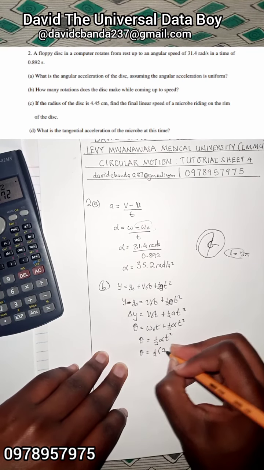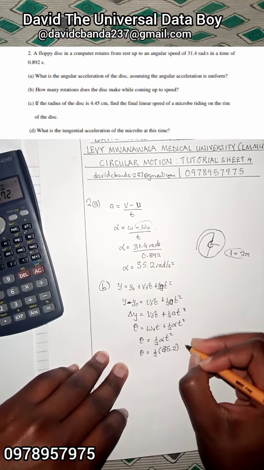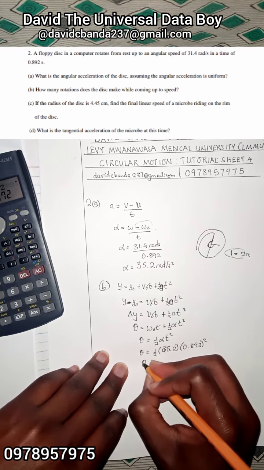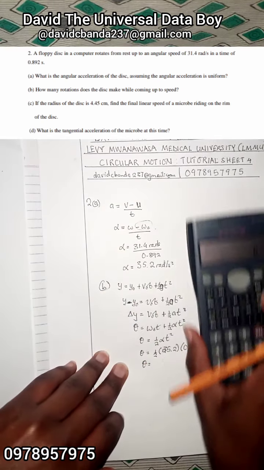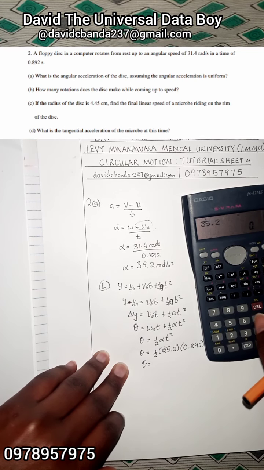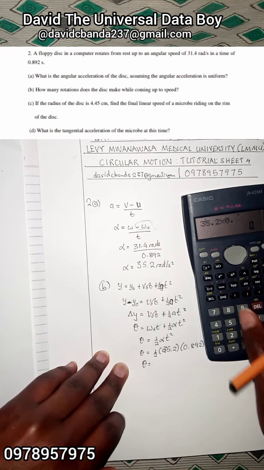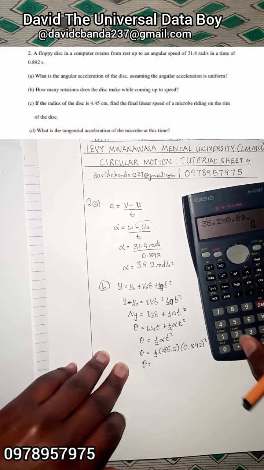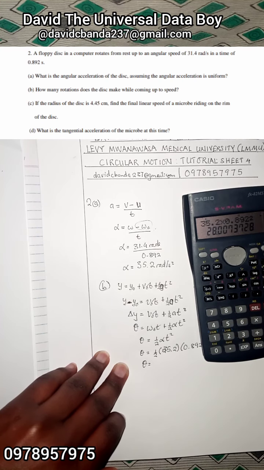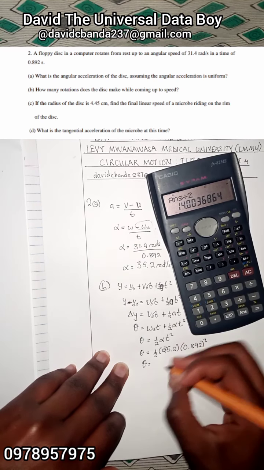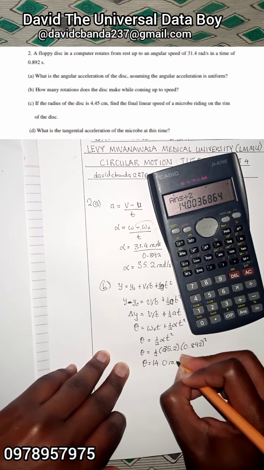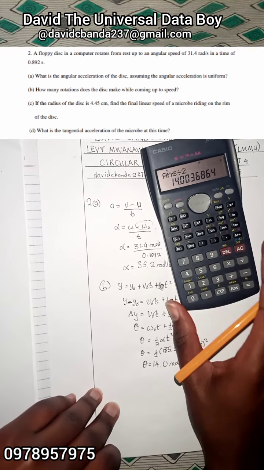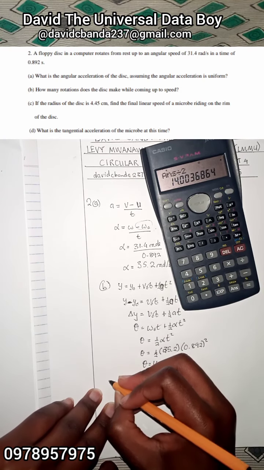So now we're going to find our theta being equal to 1 over 2. The angular acceleration we've already found, 35.2. The time is 0.892 seconds squared. So our theta will now be equal to 35.2 times 0.892 squared, all of this divided by 2, so I'm going to have this as 14.0 rads. And as usual, we take to the significant figures that we've been given in the question. The question has 3 significant figures, so our answer will follow suit.